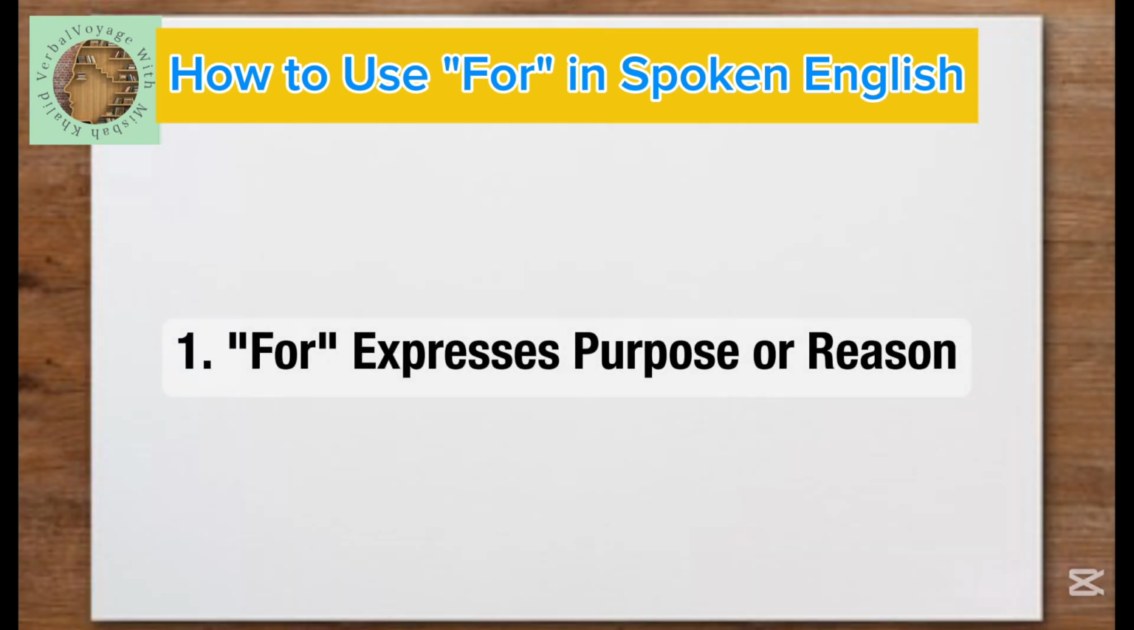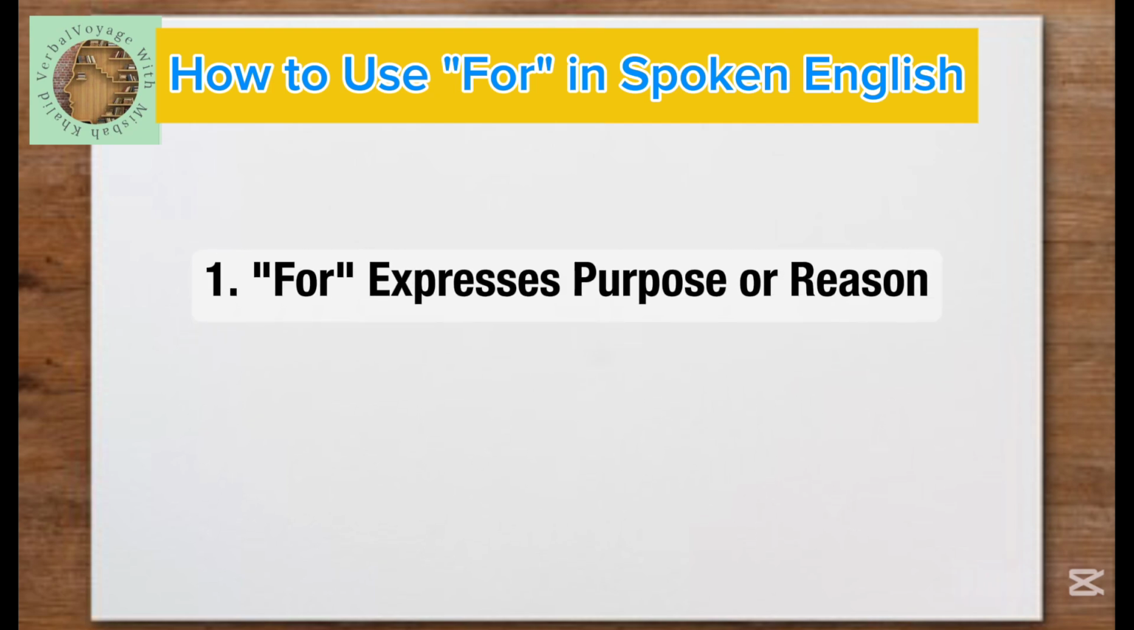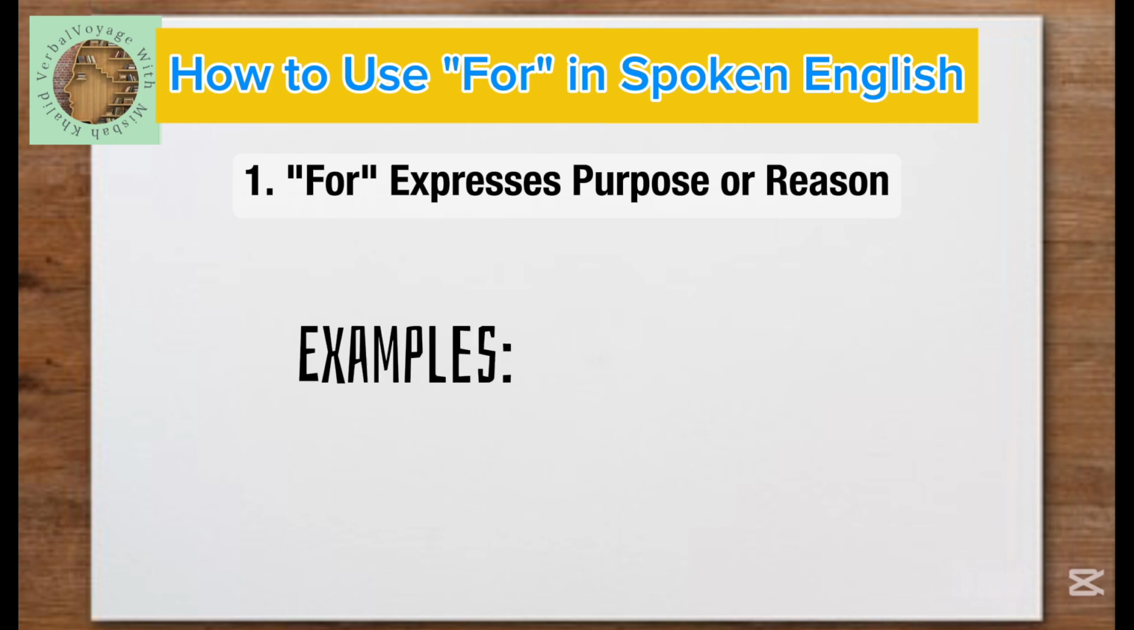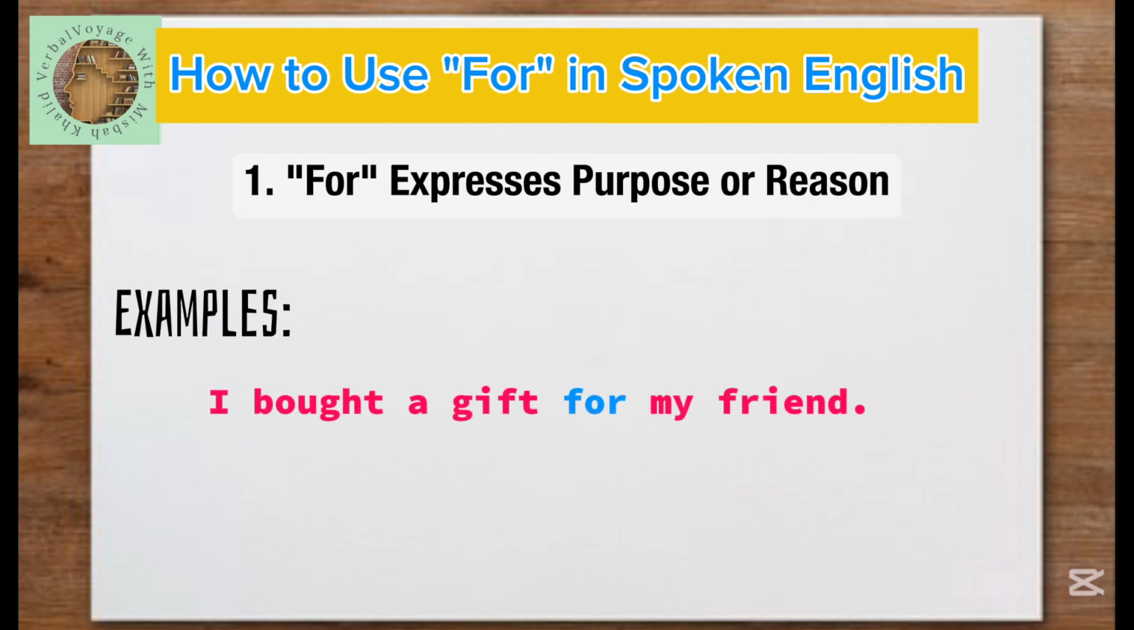The very first one is "for" expresses purpose or reason. Use "for" when talking about the purpose of something. For example, I bought a gift for my friend. In this sentence, the reason I bought the gift was for my friend. He is studying for his exams. In this sentence, he is studying because of the exams.